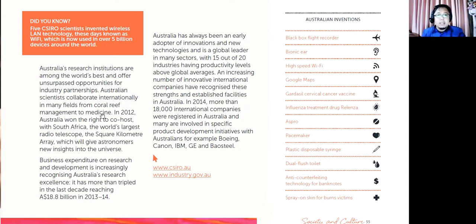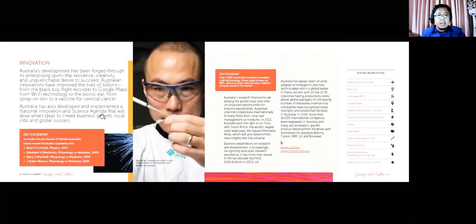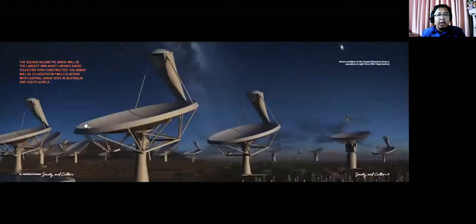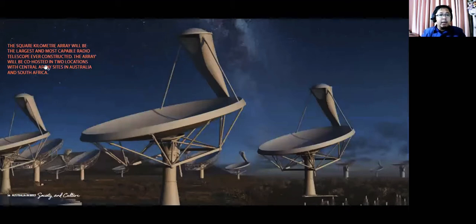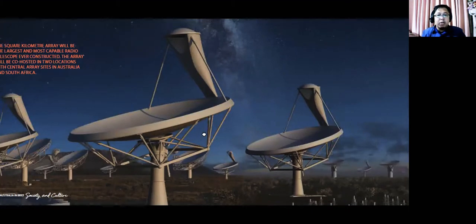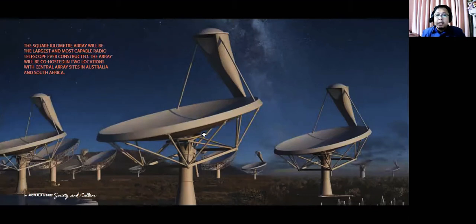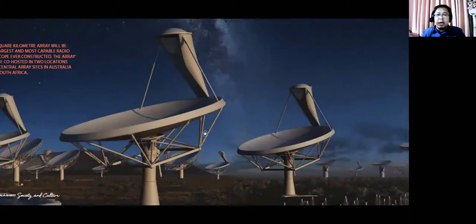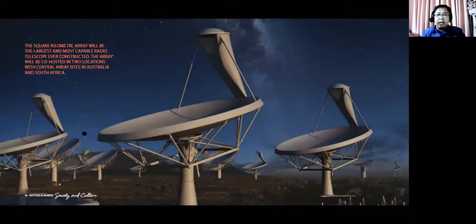Now let's see, we move on. Now that is the innovation. Okay, wow, this is great, this is interesting. What is this about? This is the square kilometer array will be the largest and most capable radio telescope ever constructed. Nah, ini salah satu bentuk dari kemajuan inovasi yang ada di Australia. Ini dikembangkan untuk teleskop radio di dua lokasi, ya di South Africa dan juga di Australia.